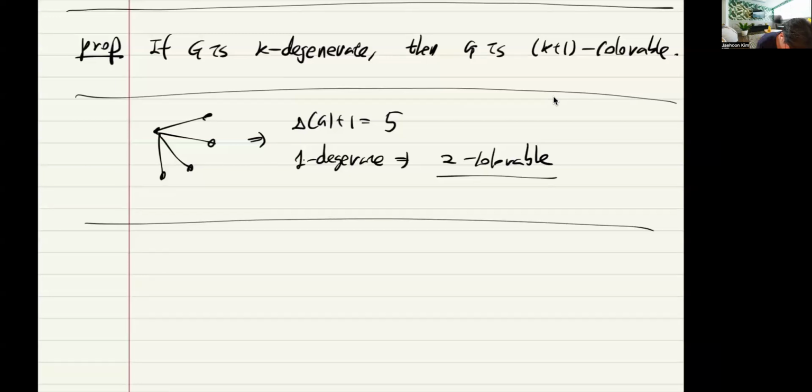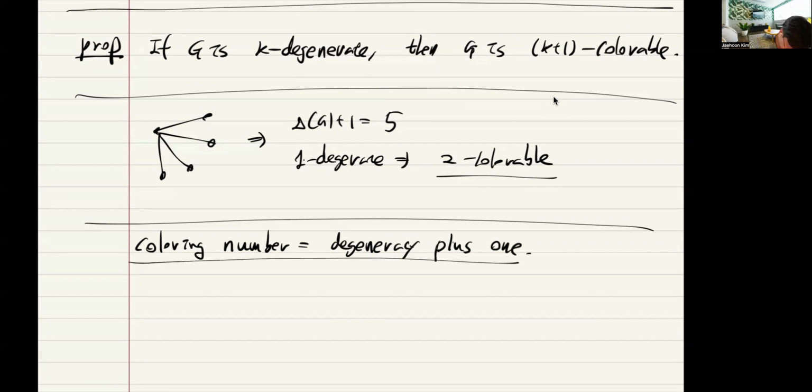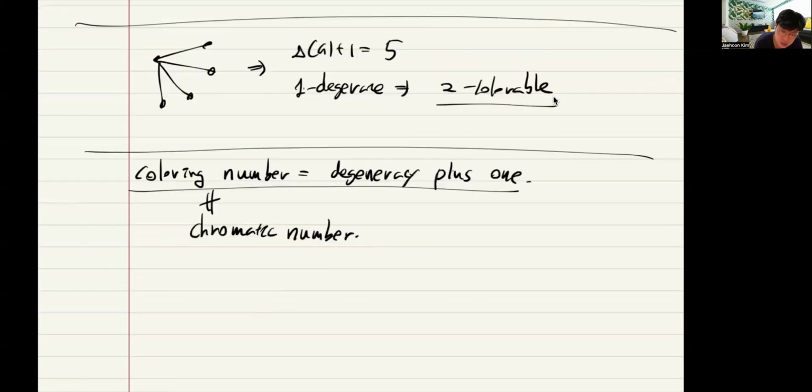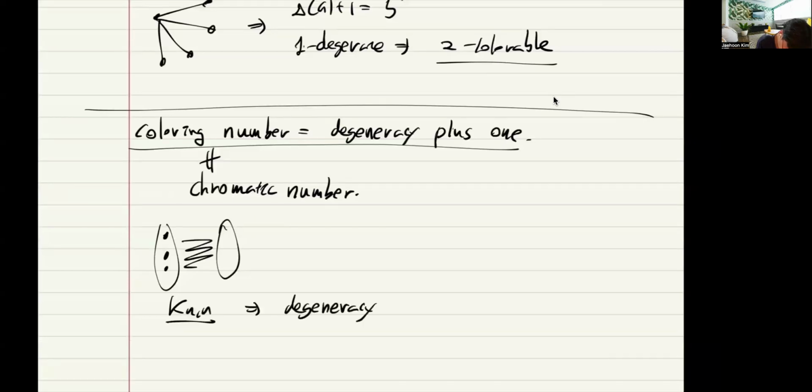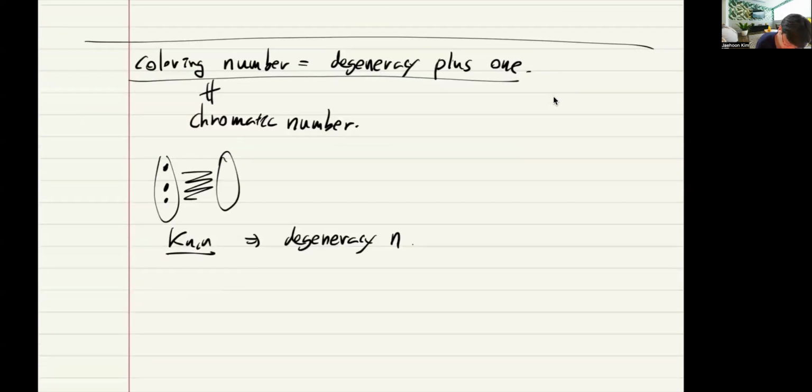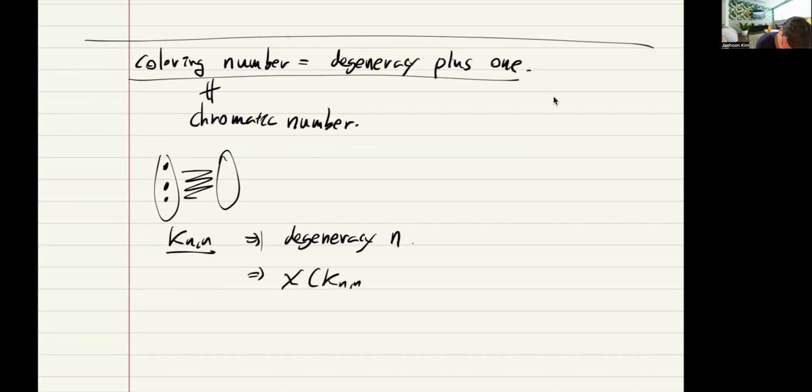Sometimes the degeneracy plus 1 is called the coloring number, but this is different from the chromatic number. And there are natural examples. For example, if you consider K_{n,n}, it has degeneracy n, but the chromatic number is only 2. So we have this bound, but it's not really pinpointing the chromatic number of a graph.